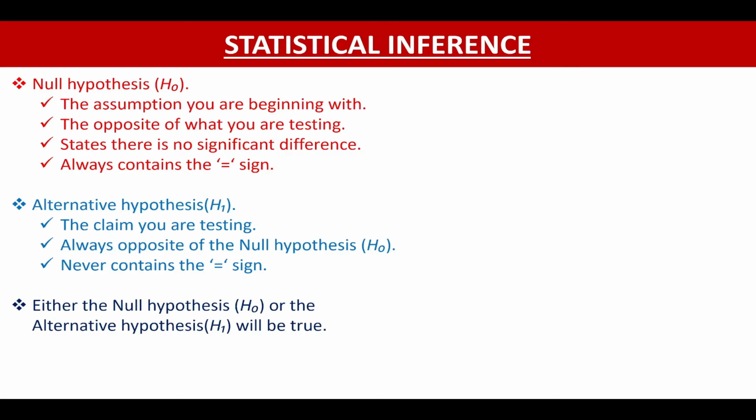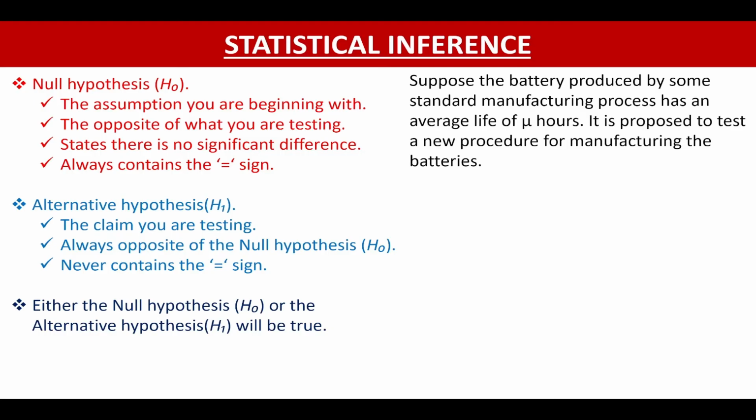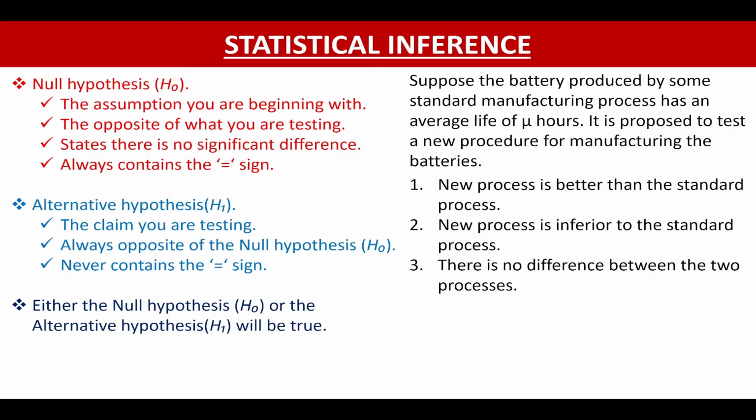Let us take a small example. Suppose the battery produced by some standard manufacturing process has an average life of mu hours. It is proposed to test a new procedure for manufacturing the batteries. So as you can make out, there will be three assumptions that you can make in this particular case. First is that the new process is better than the standard process. The second is new process is inferior to the standard process. And third is there is no difference between the two processes.